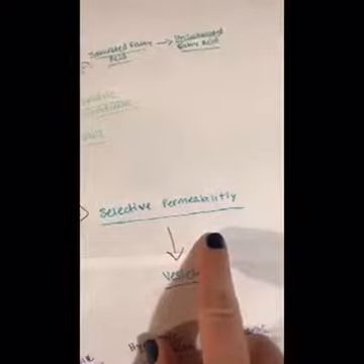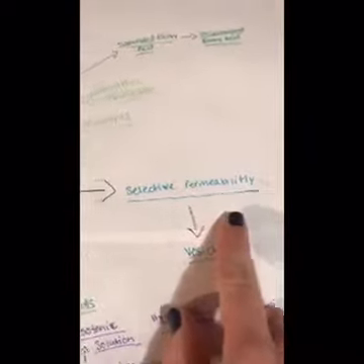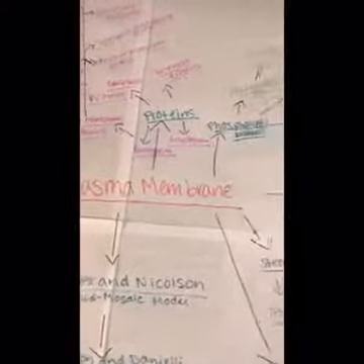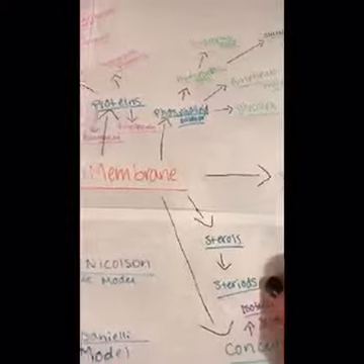And then going back to the plasma membrane middle, you go to the right and you have the selective permeability, and then coming off of that you have vesicles. Then going back to the middle, plasma membrane, you have sterols and then steroids.